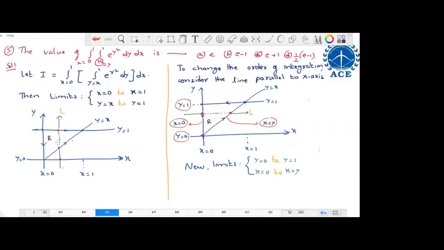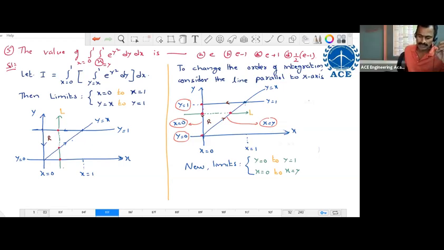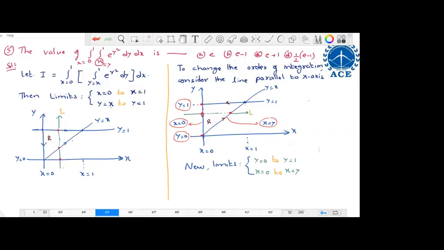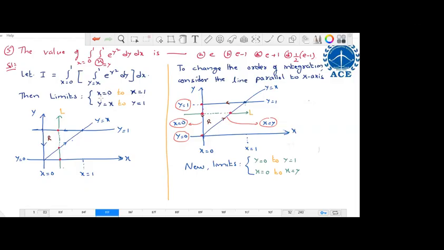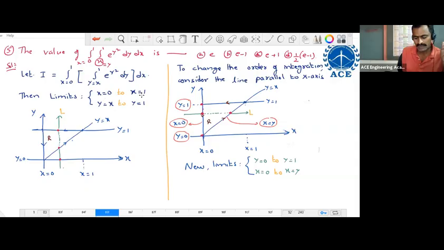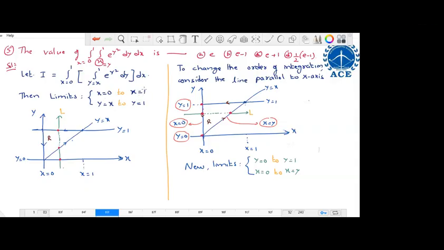Sir, by seeing the question and limits, how do we decide whether the area is the upper triangle, not the lower triangle? No, according to the given limits only, we draw the diagram. Here the limits are x equal to 0 to x equal to 1, and y is varying from y equal to x to y equal to 1. These are the given limits for the integral. That is, x is varying from the line x equal to 0 to the line x equal to 1. The x region lies between x equal to 0 and x equal to 1 only.